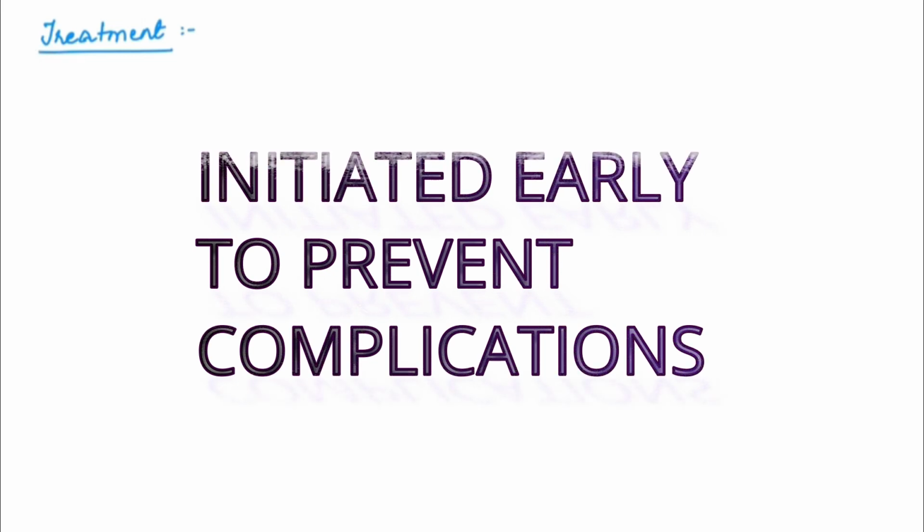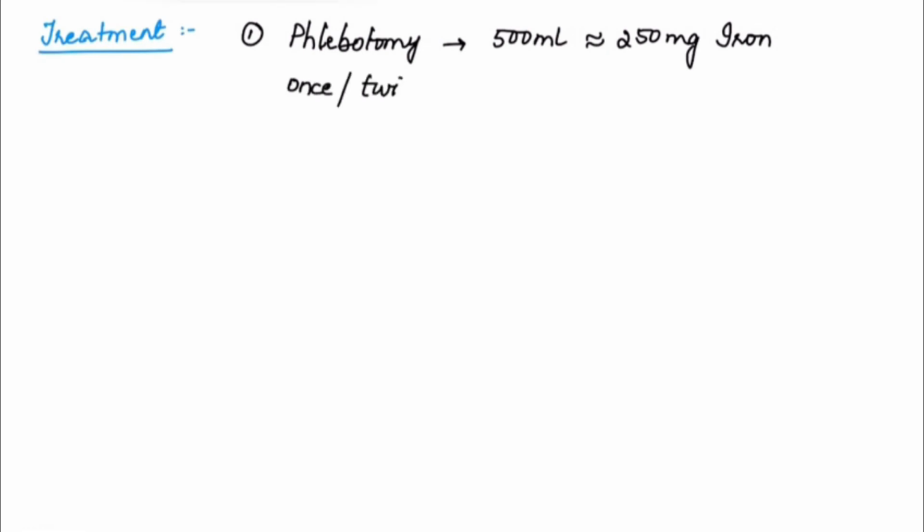Now, coming to treatment of hemochromatosis. It should be initiated as early as possible to prevent progression of the patient to cirrhosis and hepatocellular carcinoma. Treatment focuses on removing the excess of iron from the body. The first method is phlebotomy. Here, approximately 500 ml of blood, that is almost 250 milligrams of iron, is removed once or twice a week.